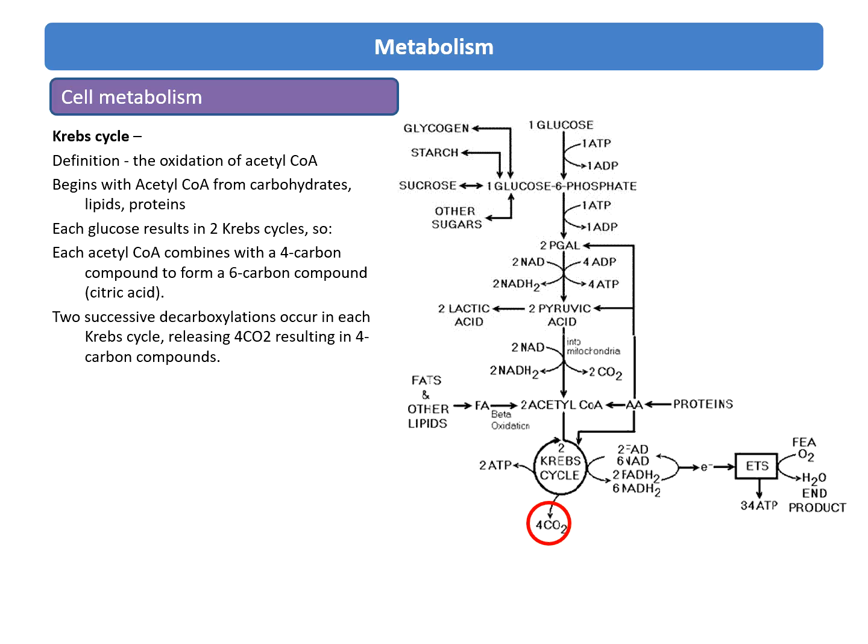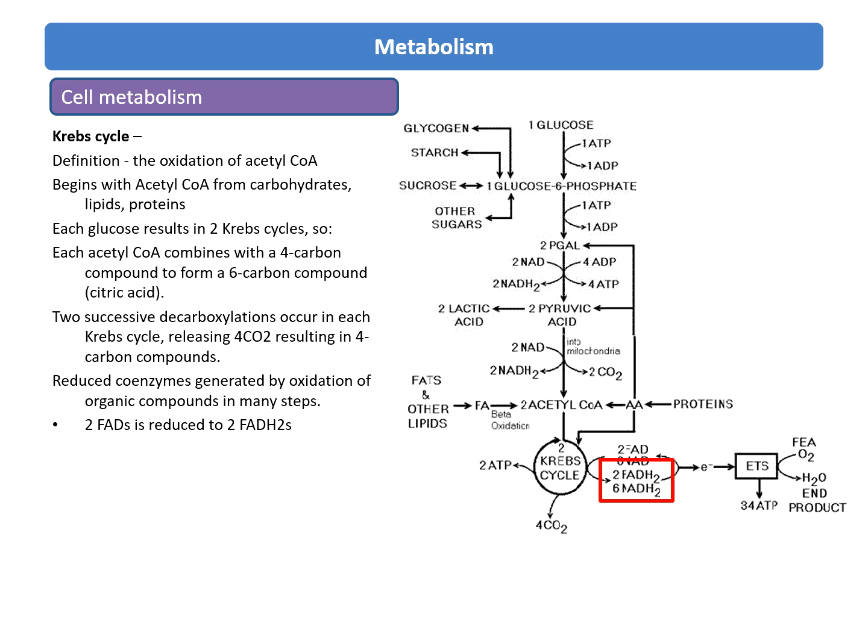2 successive decarboxylations occur, resulting in a total of 4 carbon dioxide plus 4-carbon compounds. Reduced coenzymes are generated by oxidation of the organic compounds in many steps. 2 FADs are reduced to 2 FADH2s. 6 NADs are reduced to 6 NADH2s. 2 ATPs are generated.